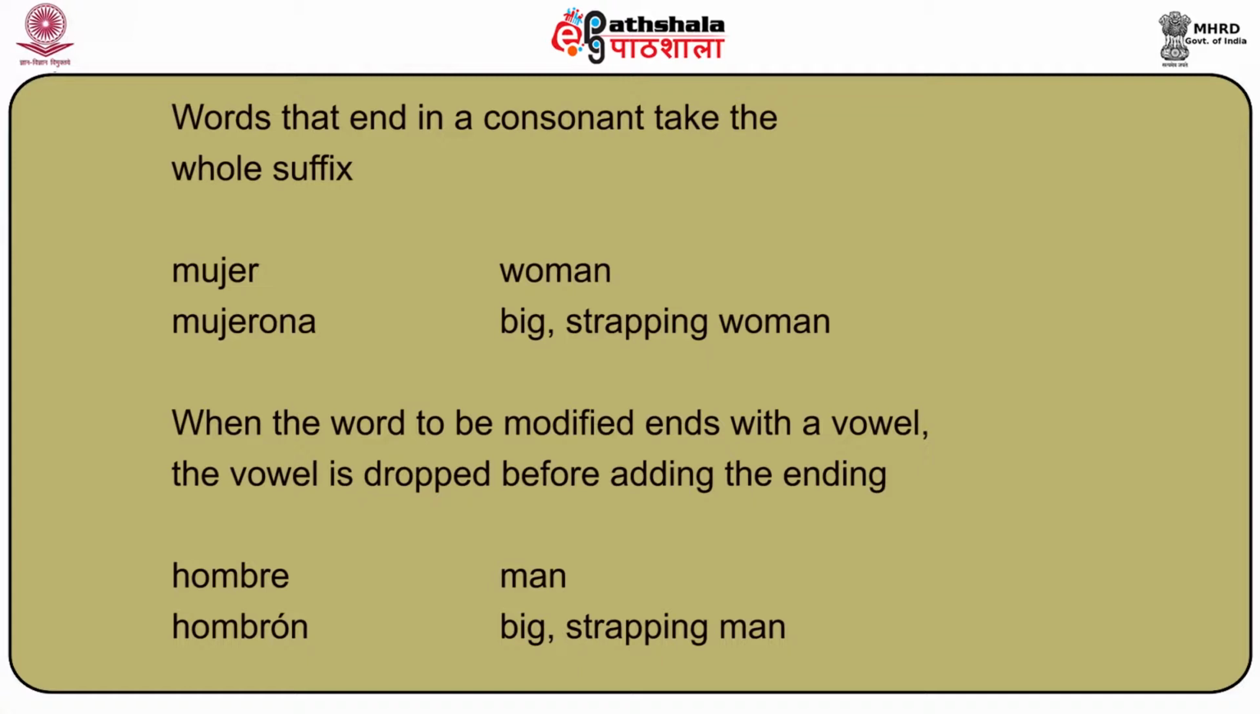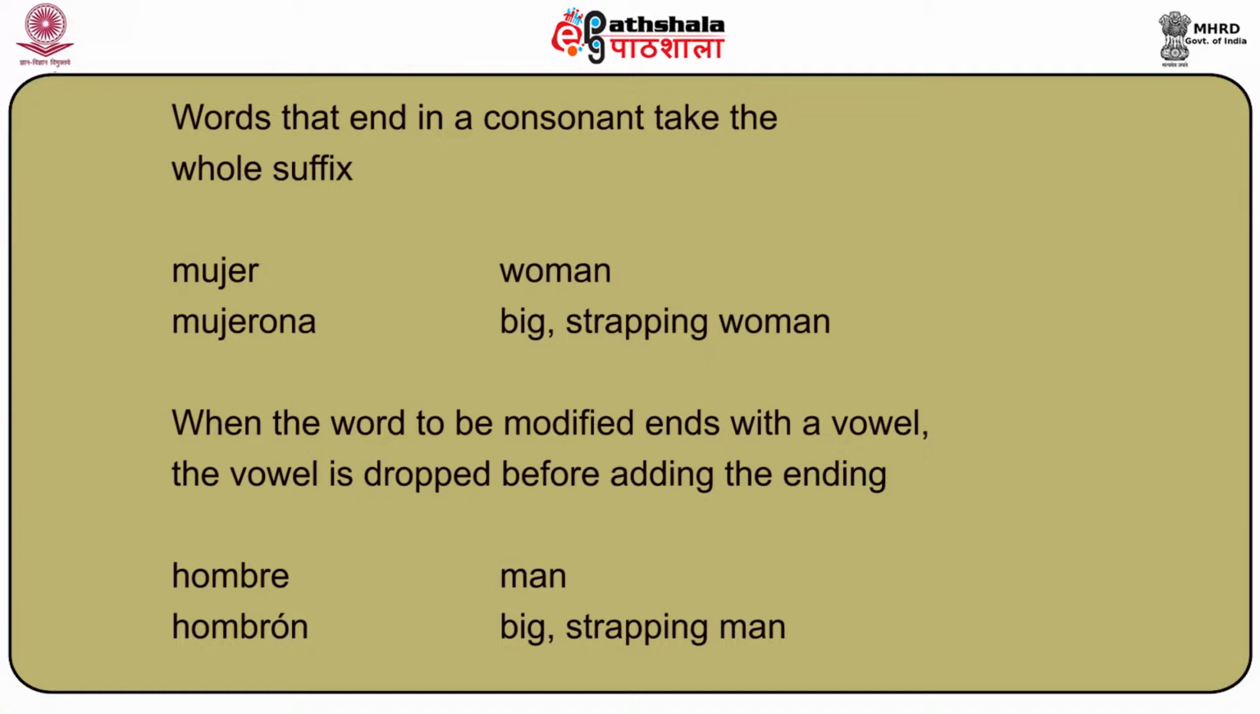When the word to be modified ends with a vowel, the vowel is dropped before the ending. For example, hombre, man, becomes hombrón, big strapping man. Hombre, man, becomes hombrón, big strapping man.